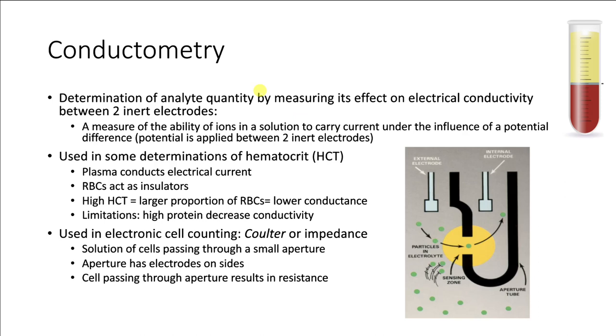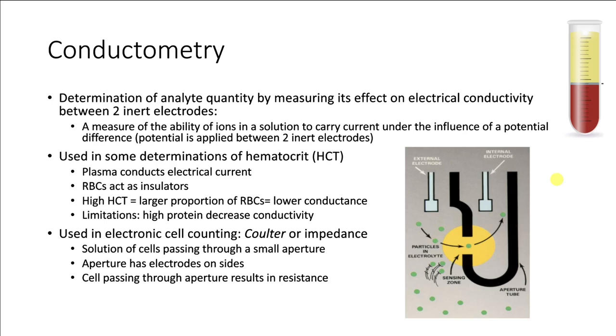Conductometry is a determination of an analyte quality measuring its conductivity, or how well can it pass electricity through itself between two different inert electrodes. So these electrodes are not active. What we're trying to see is how well can something conduct energy. So you'll see this a lot for hematocrit. So plasma will conduct electrical current because water will also conduct electrical current.